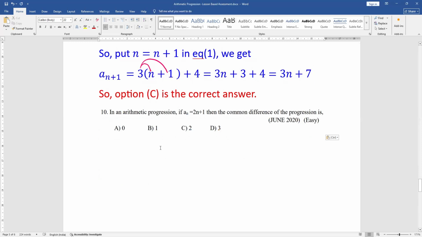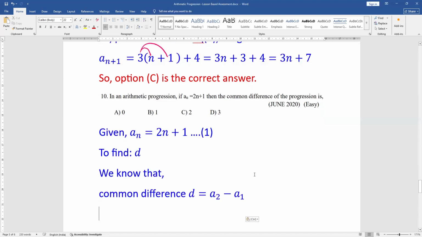Question number 10. In an arithmetic progression, if a_n equals 2n plus 1, then the common difference of the progression is. So for this, take down a_n as 2n plus 1. I call this equation 1. Then what do we need to find out? We need to find out the common difference, that is d. So what is our definition for common difference? d is equal to a2 minus a1.